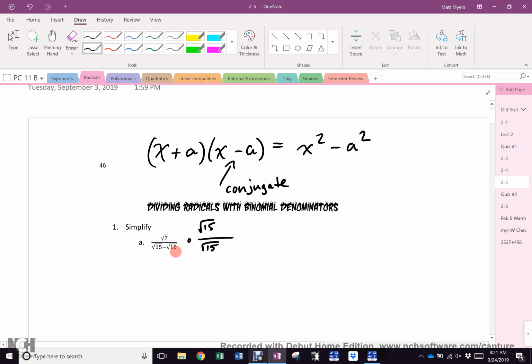But we got to get rid of 2 of these things. Now, in yesterday's work, no problem. We just distributed because we only ever had 1 on the bottom. But now we got 2. But we've got to use the conjugate because we need the radical to disappear. And here is what I mean.